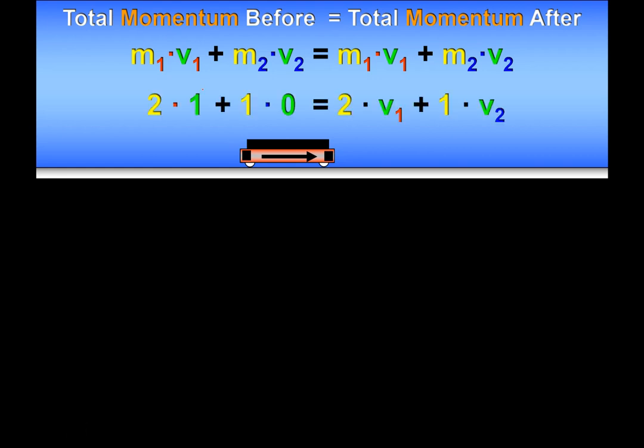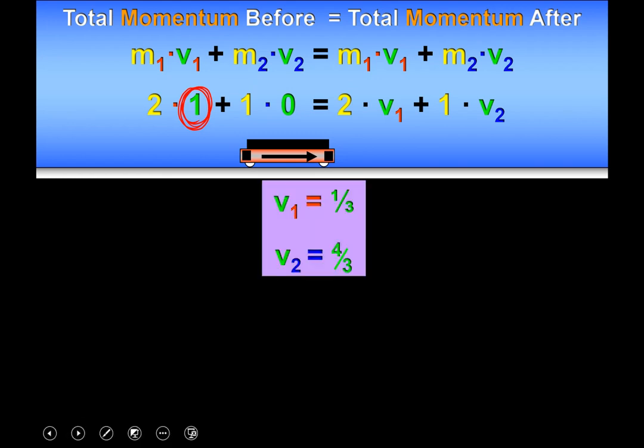So that one still has to be evenly transferred, balanced between the two things. And so you get that your blue took about 4/3 and your red only took about 1/3.